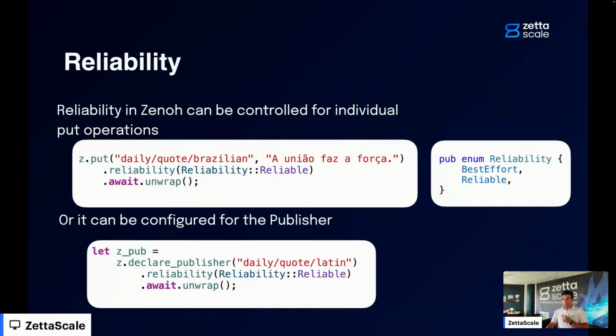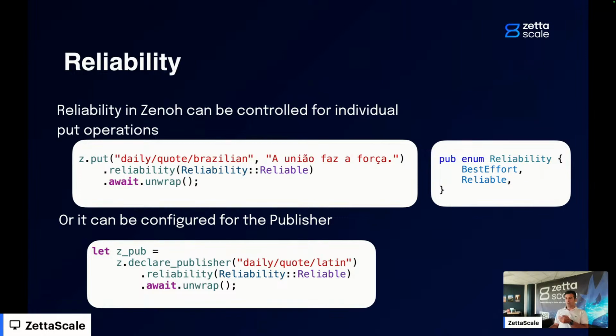Okay, so if we look at reliability, it can be controlled on a per-sample basis when you do a put operation on a session. So here, for instance, I have a session Z. I do Z put, daily quote in Brazilian, União faz a força, and I say reliability is reliable. You have two kinds of reliability: reliable and best effort.